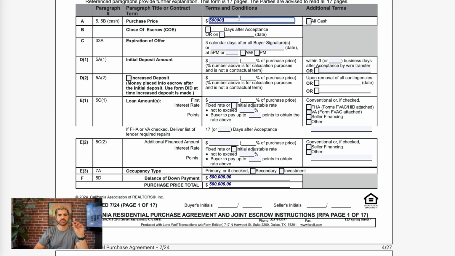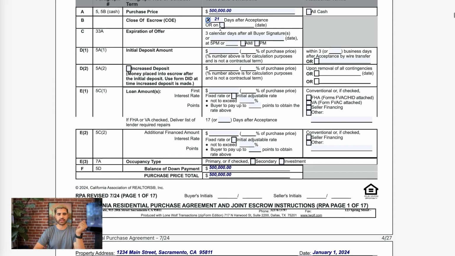First things first is the purchase price. What is the amount that we're offering for the home? If this is an all cash offer, we would check this button. If not, it would be a financed offer. Then we have our close of escrow period, which is typically, I do 21 days. Your situation might be different, so once you see the actual form, it's going to have whatever we discuss.